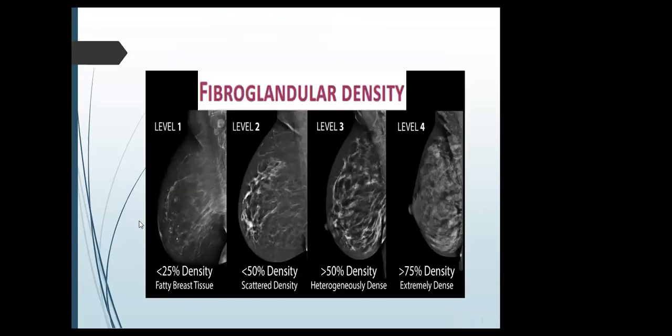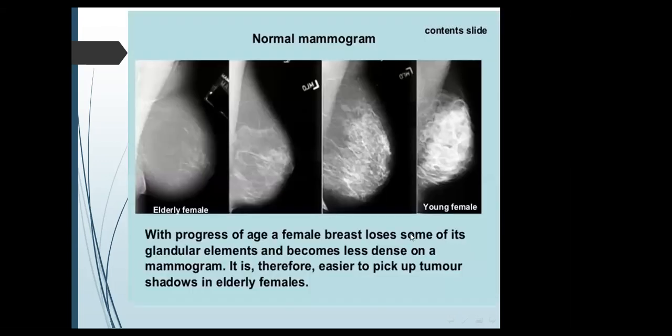Fibroglandular density: level one, less than 25% density, means fatty breast tissue. Level two, less than 50% density, scattered density, with glandular tissue scattered more than level one. Level three, more than 50% density, heterogeneously dense breast. Level four, more than 75% density, extremely dense. This progresses with age: in elderly females the breast is more fatty, and in young females the breast is more dense.